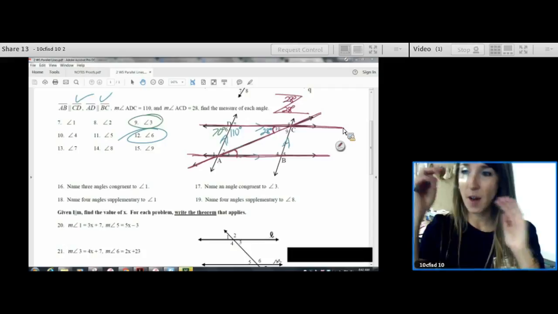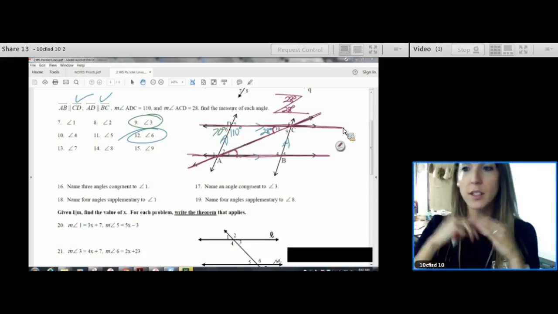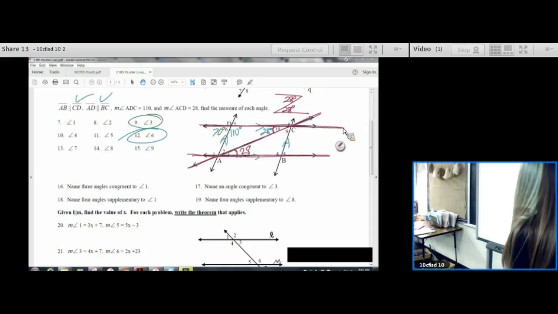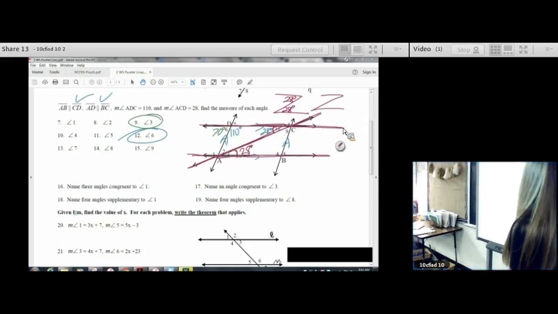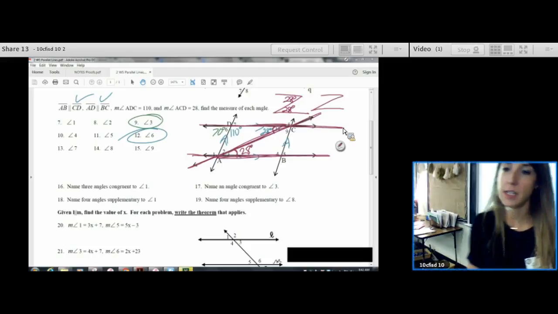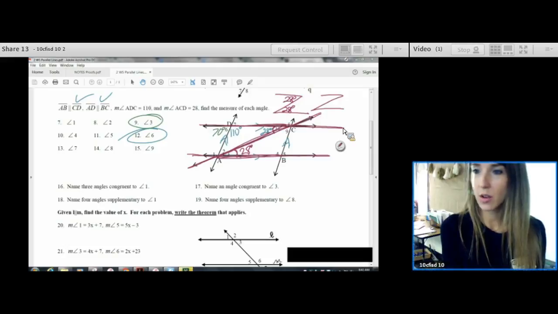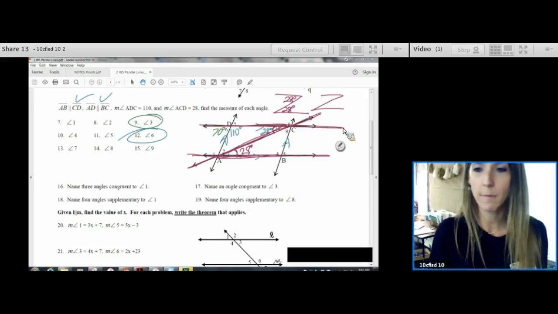So anytime you can find a pair of alternate interior angles, they're the same measure. So I take the 28 and I put 28. Whenever you see a Z like that, this Z right here, you have alternate interior angles, as long as the lines are parallel.